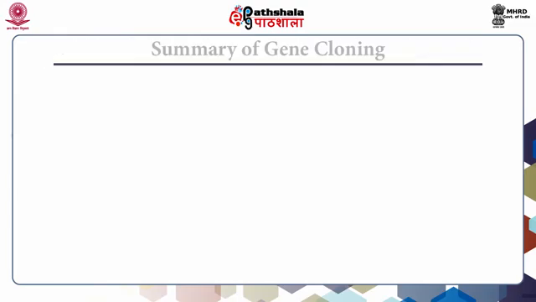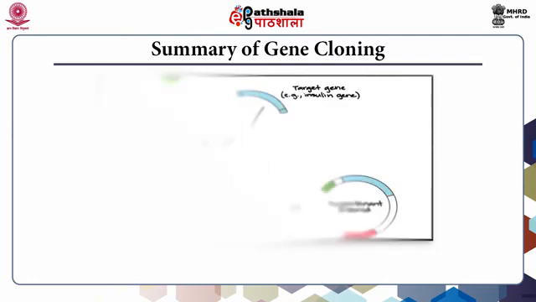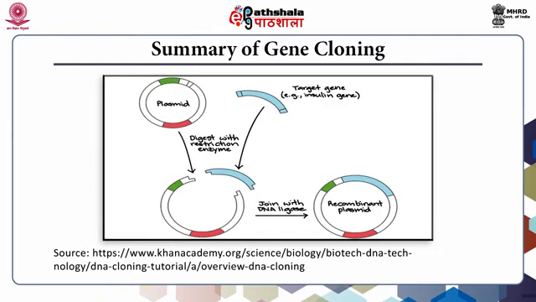This slide gives a summary of the gene cloning that we have discussed so far. The target gene, for example an insulin gene, is digested with restriction enzyme. A plasmid is also digested with restriction enzyme, and both these components are joined with a DNA ligase to form the recombinant plasmid. The recombinant plasmid is then transformed into another cell which takes up this plasmid and which can multiply containing several copies of these genes.